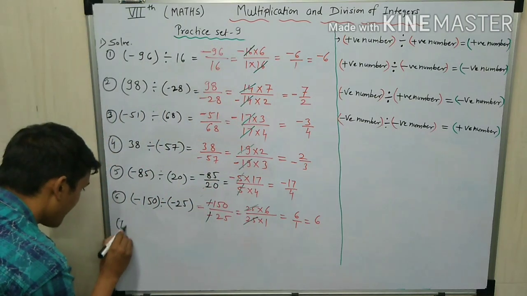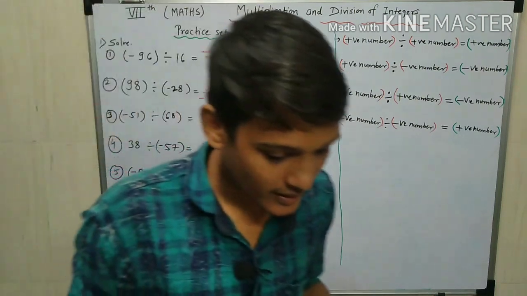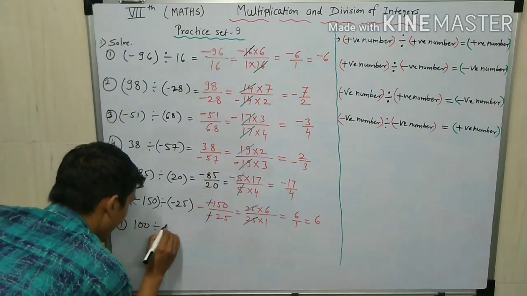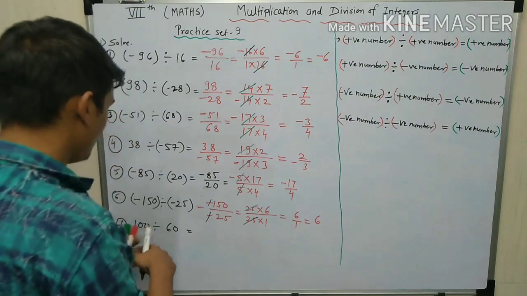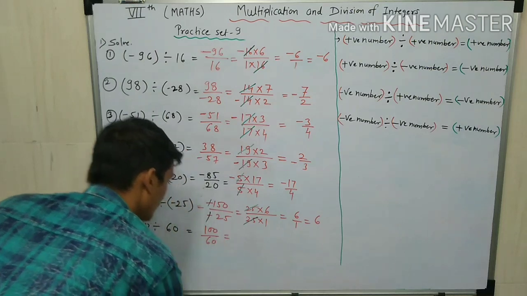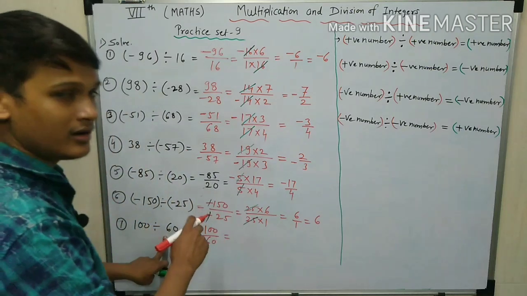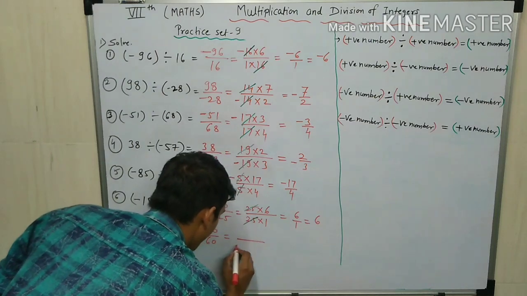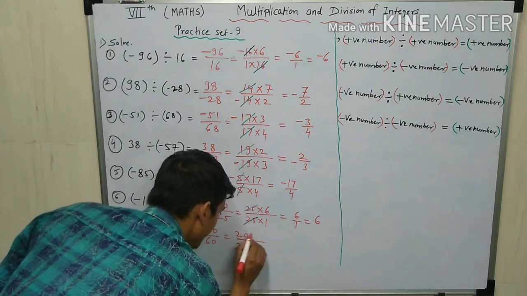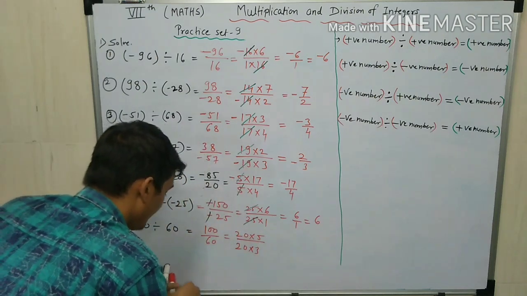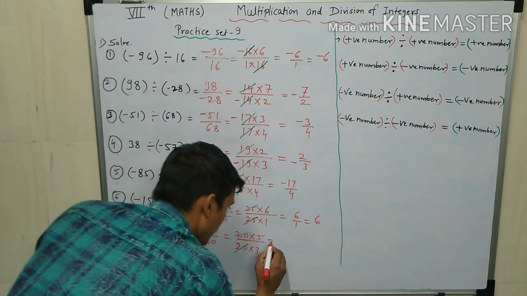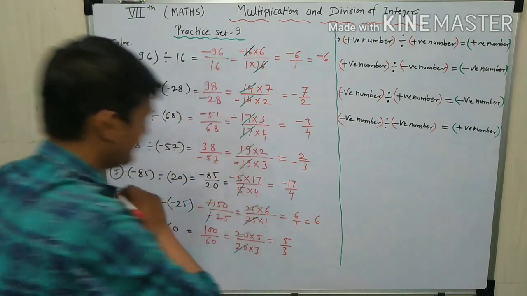Now the seventh question is 100 divided by 60. We can write here 100 upon 60 is equal to, with the table of 20, 20 into 5 and 20 into 3, the numerator 20 and denominator 20 will be cancelled, which is equal to 5 upon 3. Understood?